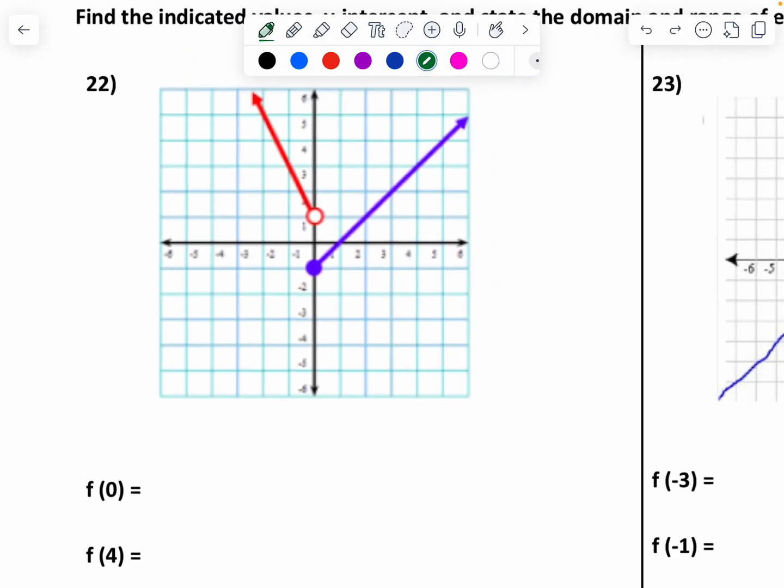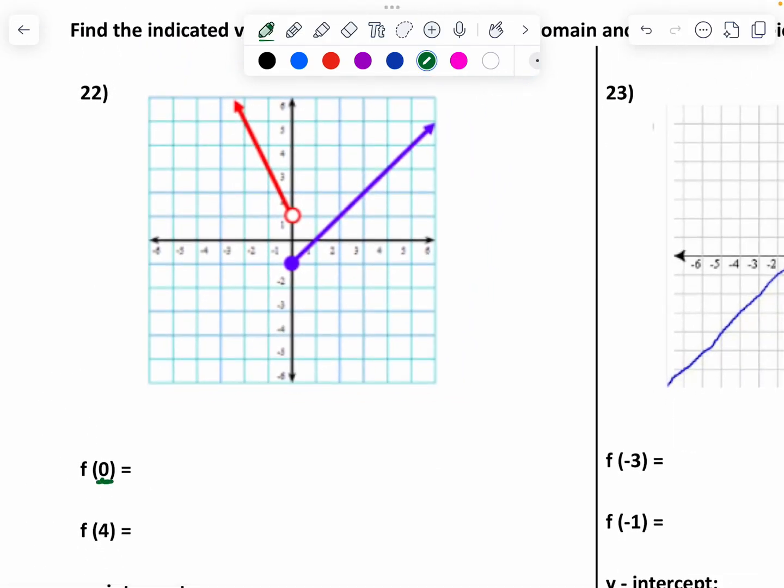f of 0 means the x value is 0, right in the middle, and you've got to figure out what y value it goes to. Well, there's two y values that go with 0 in the middle, but this one's open, this one's closed. So I'm going to use the closed one, -1. Simple as that. Find your x value and then go up or down to whatever y value it goes with.